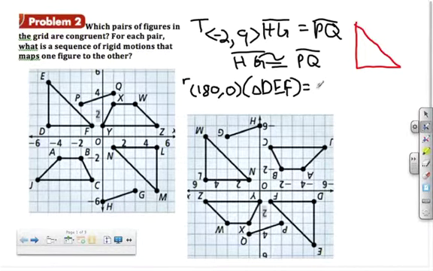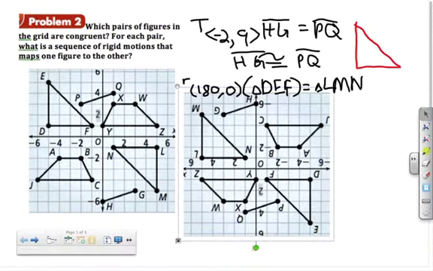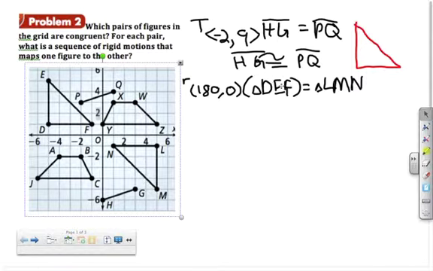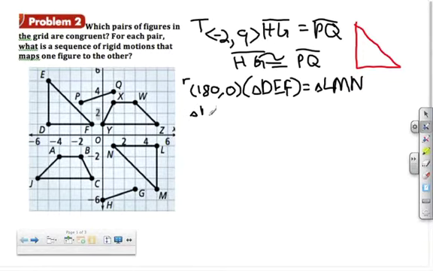And then look at where E is. Find its corresponding point. It is M. And then, of course, N. And once again, because I was able to show a transformation in which this triangle mapped onto this triangle, that means that triangle D, E, F is congruent to triangle L, M, N.